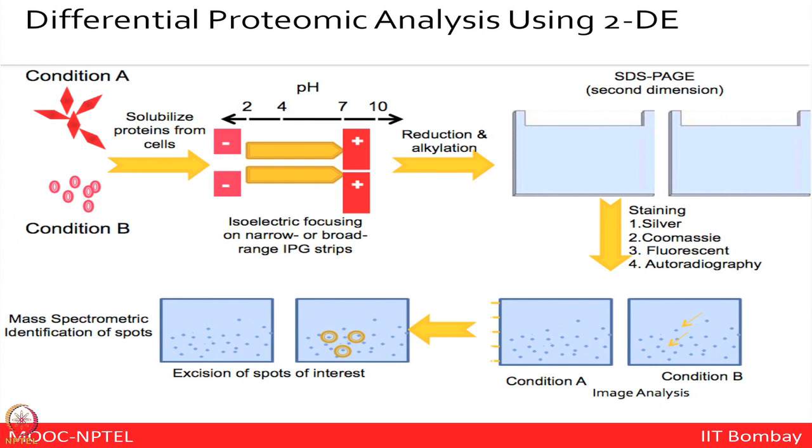While this is all very straightforward, very nice technology, because of the reproducibility issue, the running artifacts, the low throughput, and the protein coverage issues, a new technology was much easier to accept. That was DIGE technology, or difference gel electrophoresis, especially for quantitative proteomics.